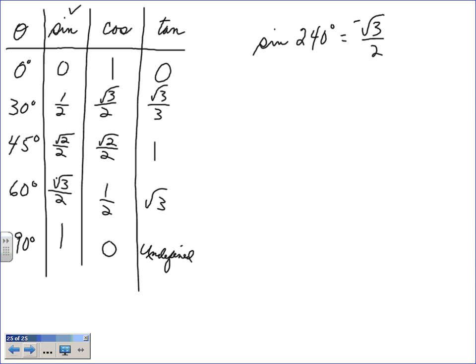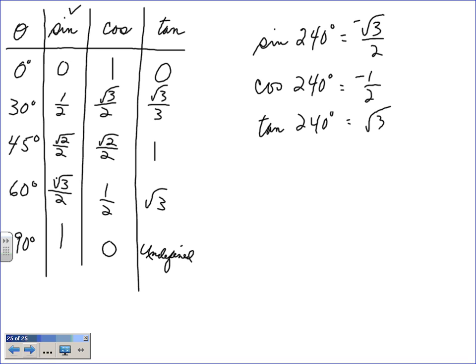Isn't that easy? Yeah, once you get it memorized. And that's what I said, because your homework will go by so quickly. So will your test. What is cosine of 240? Reference angle of? That's 1/2. What quadrant? Third. Cosine is negative. What is tangent of 240? Square root of 3. Positive or negative? Positive.